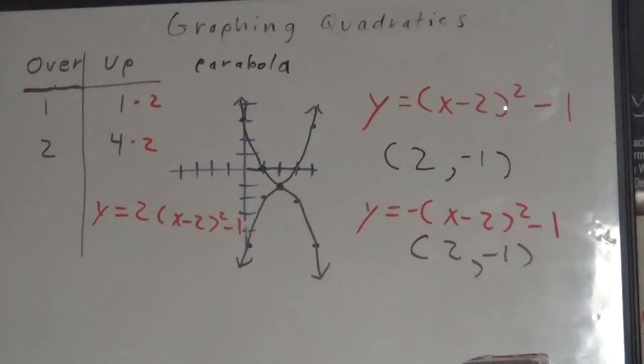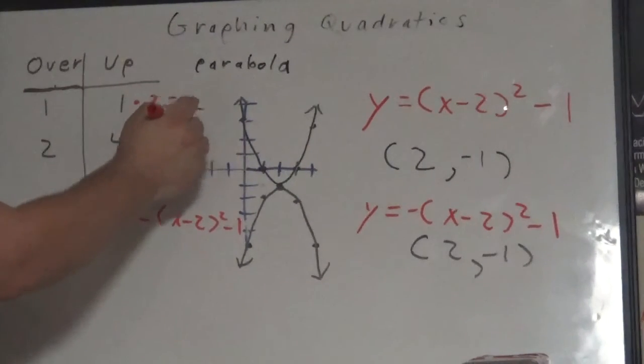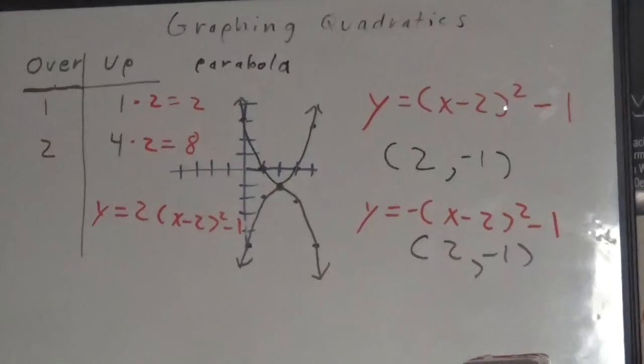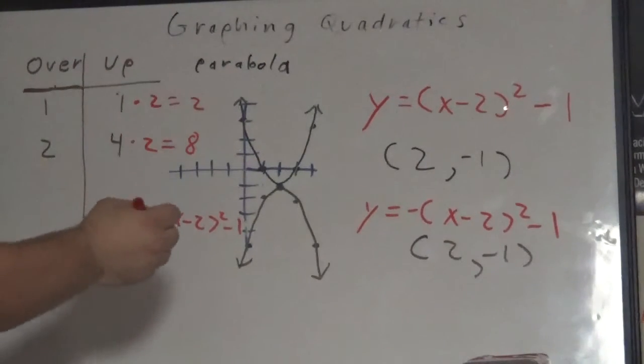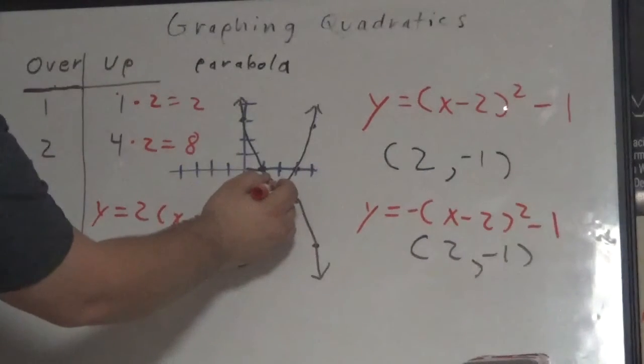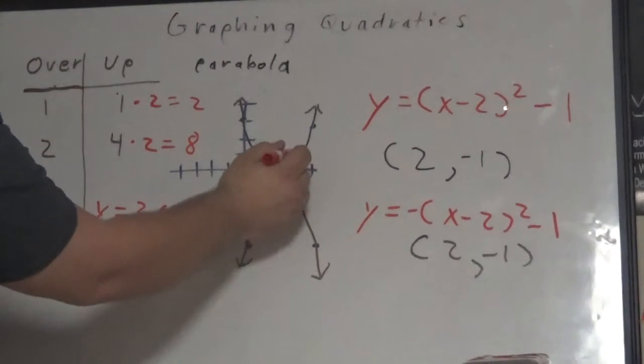We're doubling our output. So 1 times 2 is 2, and 4 times 2 is 8. Now you can see we're not going to have room for that on this graph, but that's okay. Instead of going over 1 up 1, we're going to go over 1 up 2. So from the same point, or vertex, we're going to go over 1 and up 2, over 1 and up 2.